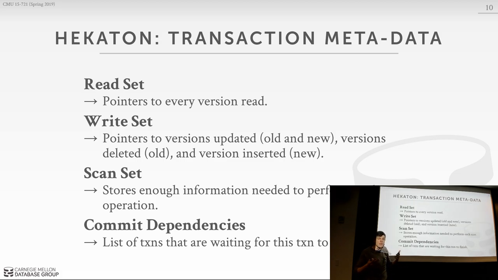And we get that advantage from having first writer wins, because there are not going to be multiple uncommitted tuples. There can only be one. For the write set, it's just pointers to the versions that I updated, the old and new, versions I deleted, or versions I inserted. And we need this, not for validation, but to go back and update their pointers later on after we've been committed. It's just metadata to figure out what we actually modified.